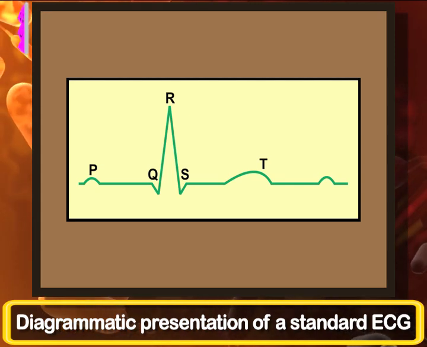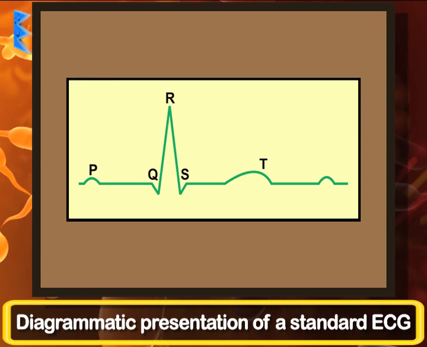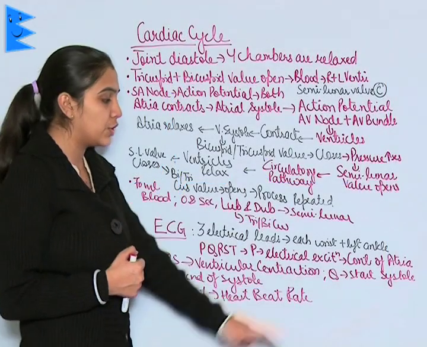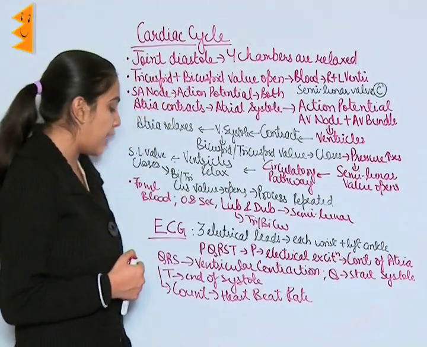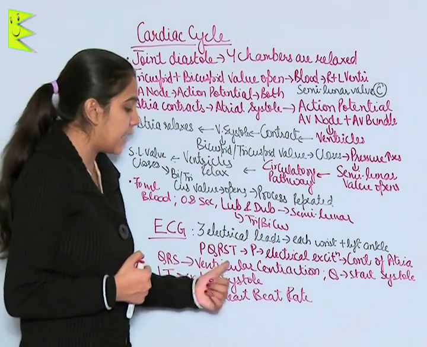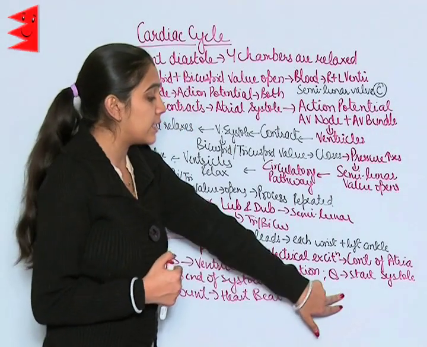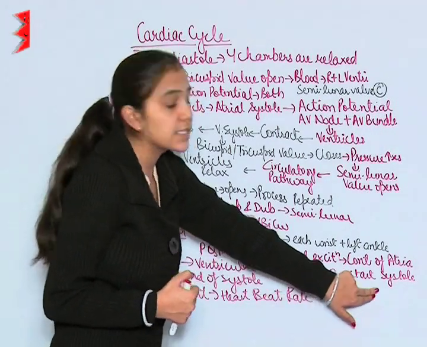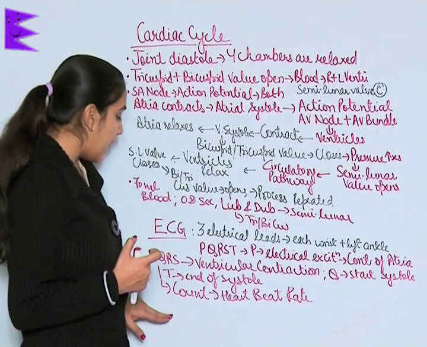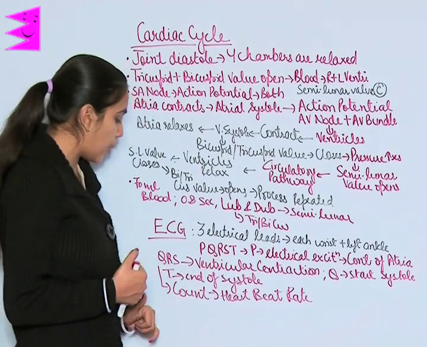The PQRST complex is seen, as you can see in the graph. P tells us about electrical excitation, that is, contraction of the atria, whereas the QRS complex tells us about ventricular contraction. Q tells us about the start of systole and T tells us about the end of systole.